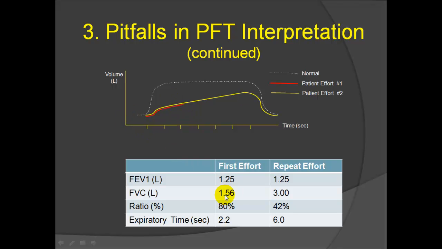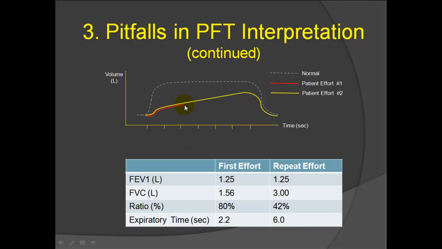On a repeat study, the patient started in a similar fashion, at 1 second was also at 1.25 liters, but went the entire 6 seconds, blowing out a total of 3 liters, and now the ratio is 42%. The difference is they completed the maneuver, 6 seconds.